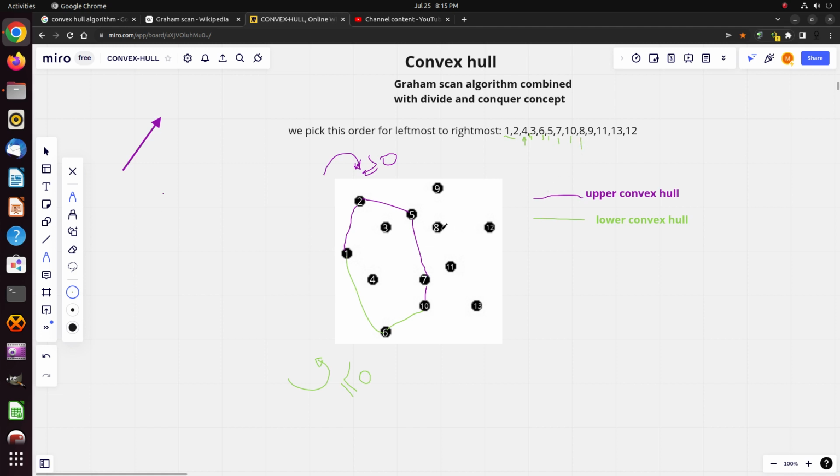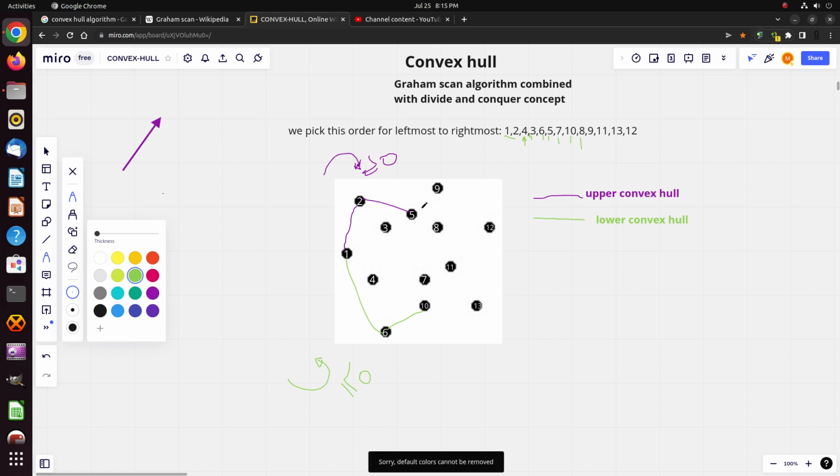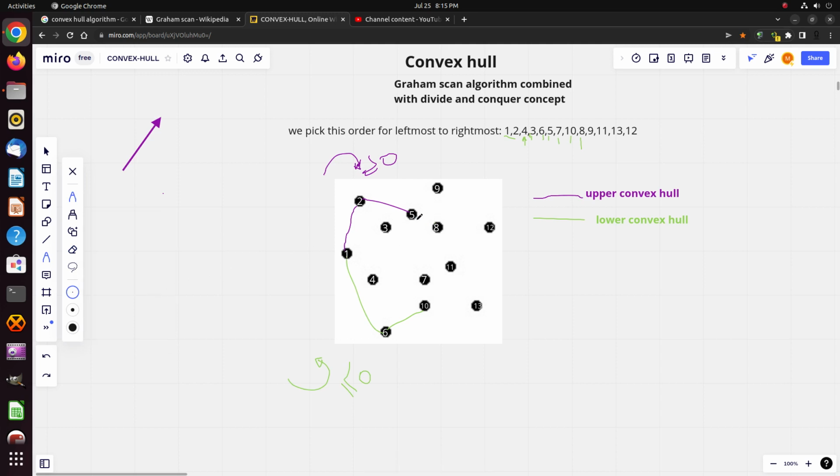8 with respect to 7, 10 is negative. 8 with respect to 5, 7, negative. 8 with respect to 2, 5, positive. So we can add. 8 with respect of 6, 10, negative, we can add this one.